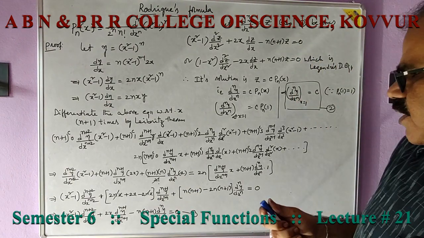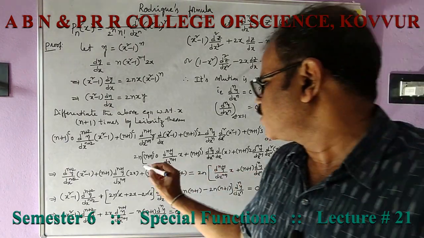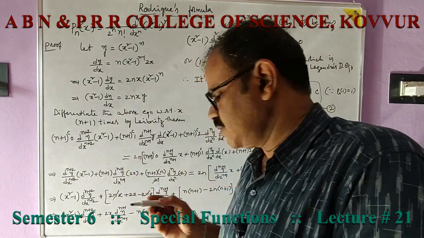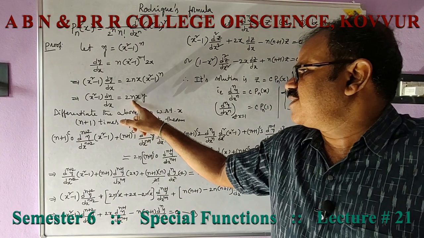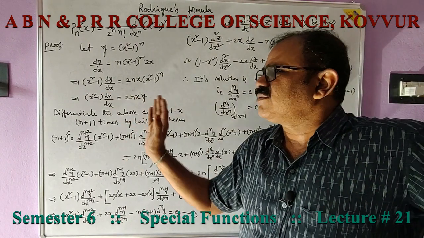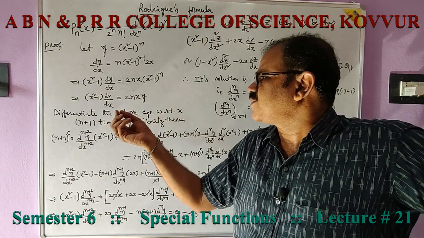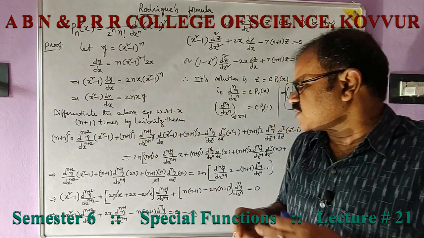This is all about the left hand side. Now, the right hand side: take out 2n, which is a common constant factor, therefore take it out. x and y are two functions, apply the same.